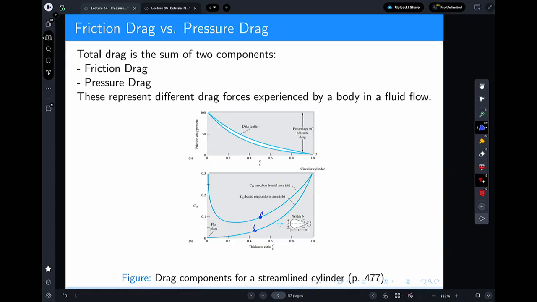There's a lot of data scatter no matter what you do. So the top graph is an expression of that. You can see that as you thicken this, you deal with a percentage of pressure drag. It's 100% pressure drag as you go down. And at zero thickness, it's all friction drag. Zero thickness just means a thin airfoil.